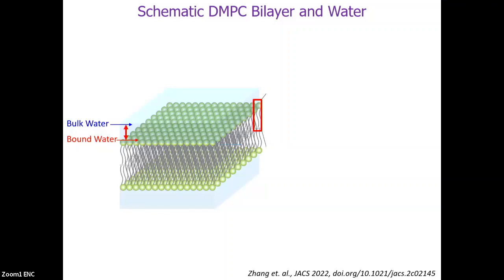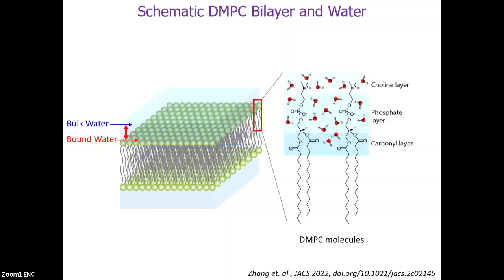If we zoom in on a specific lipid molecule, we can easily identify 3 layers that can serve as the bound water binding sites, namely the positively charged choline layer, the negatively charged phosphate layer, and the carbonyl layer. And again, they can be interchanged at a sub-nanosecond timescale as proposed.